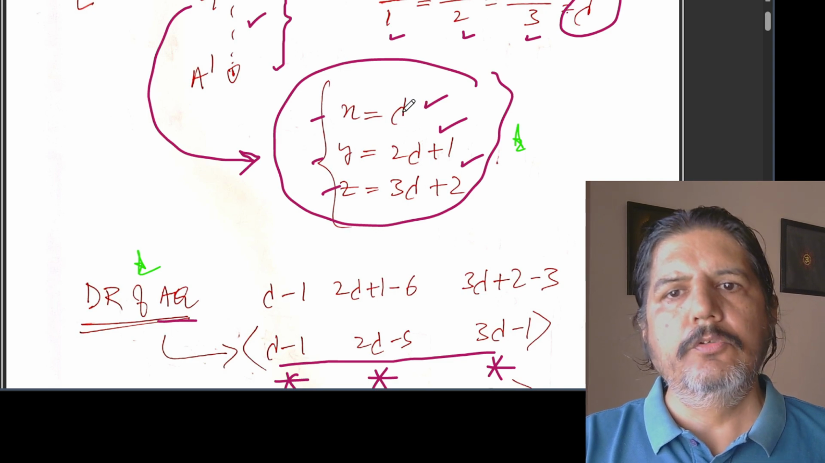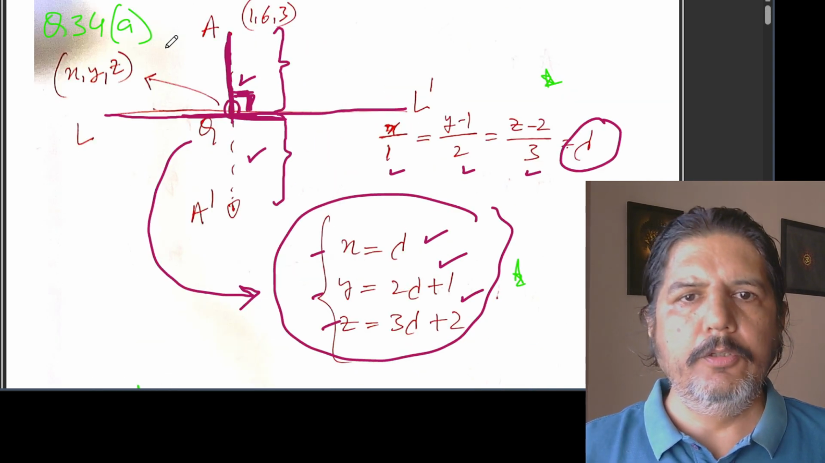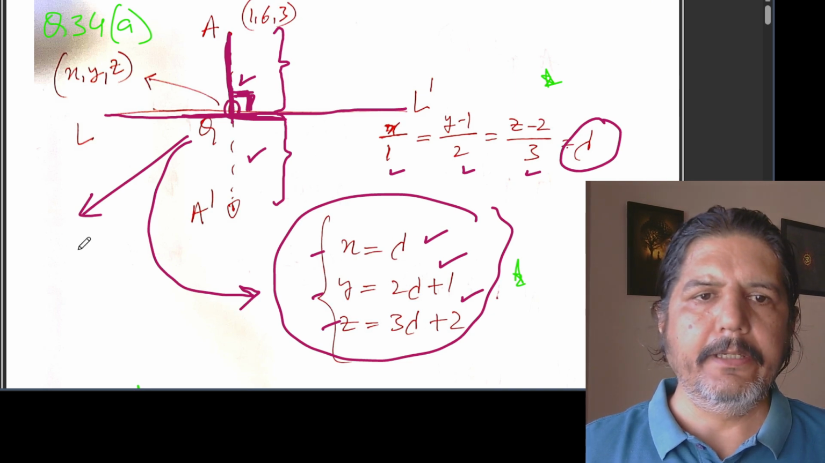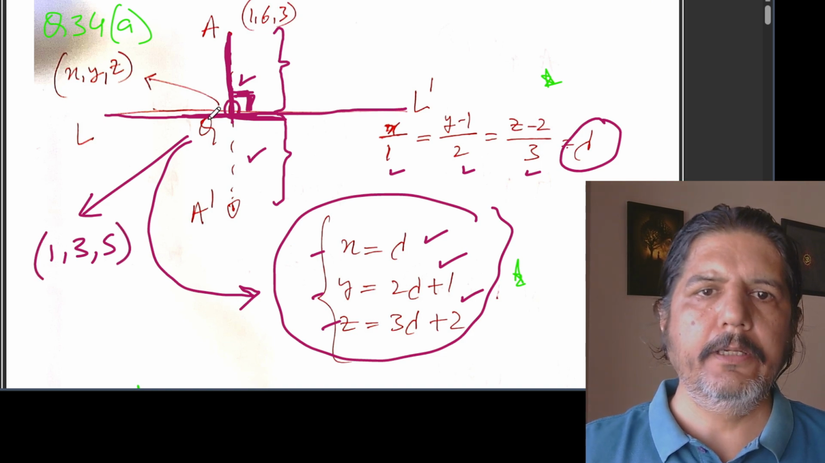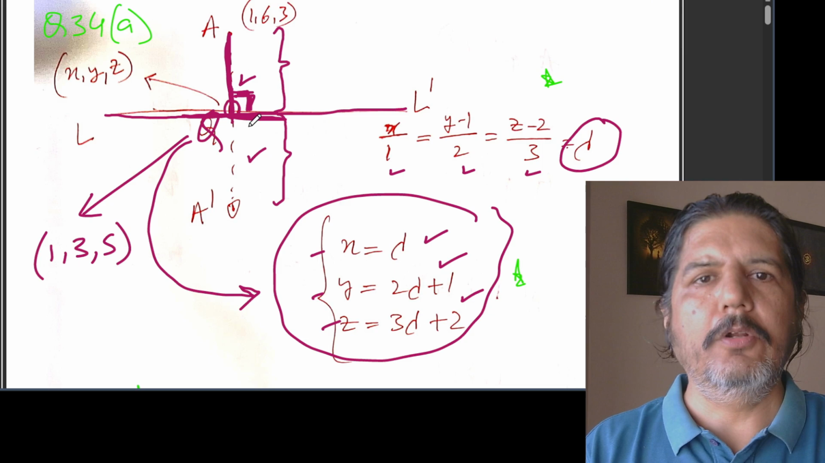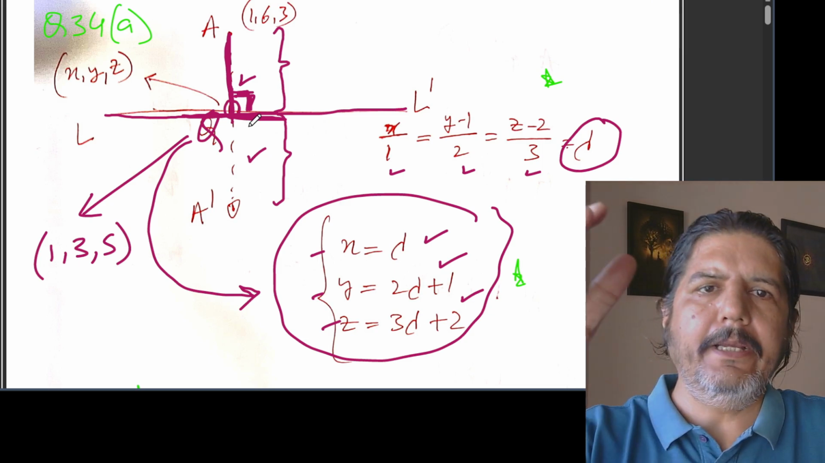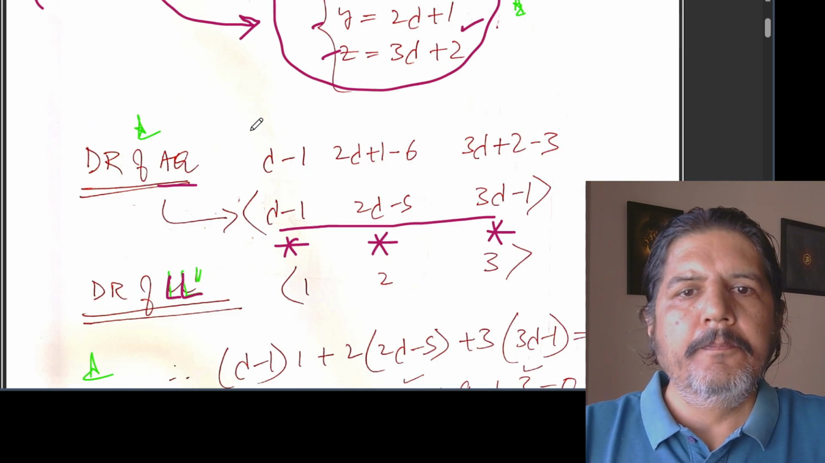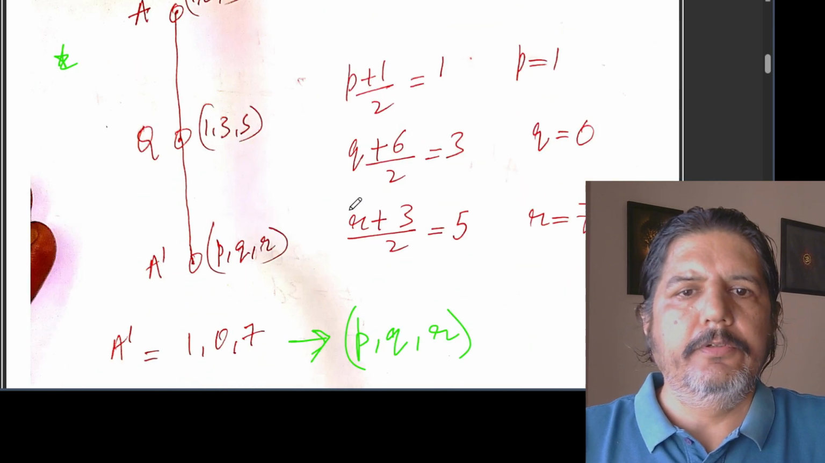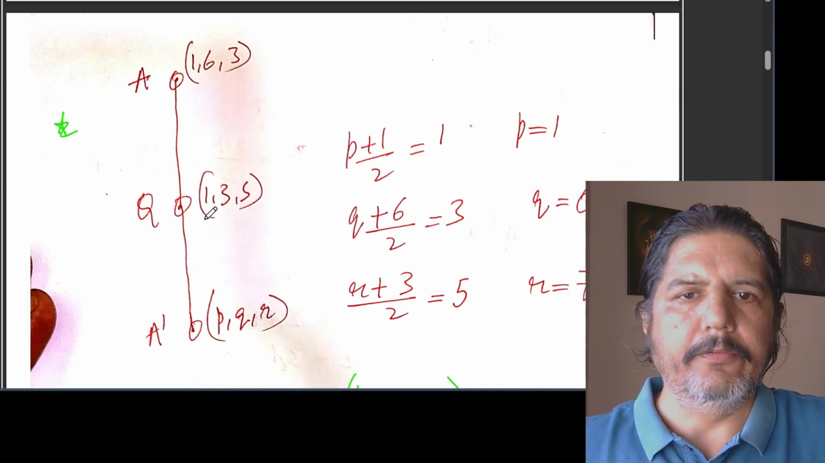And I just need to put this lambda equal to 1 here. So my point Q would be, if I put lambda here, 1, 3, 5. So 1, 3, 5 is the point Q. This can also be called the foot of the perpendicular drawn from A to the line LL dash. So Q is the point 1, 3, 5.